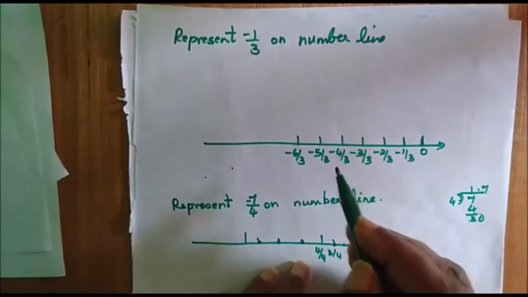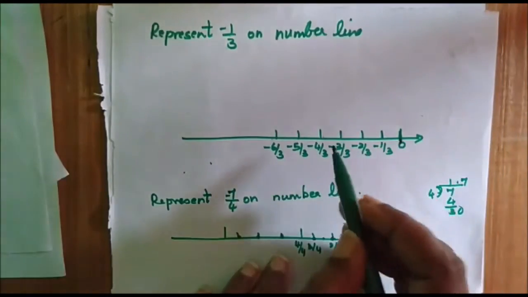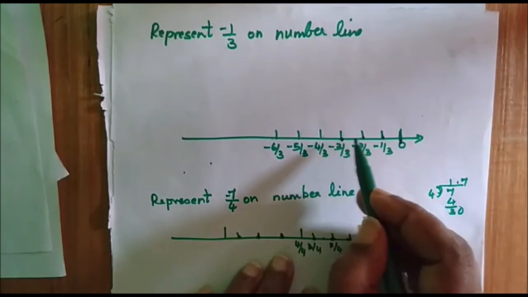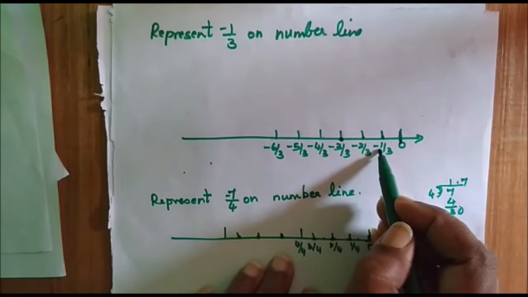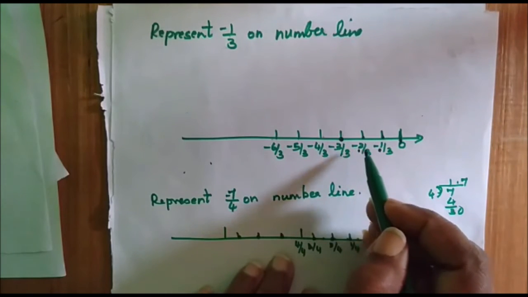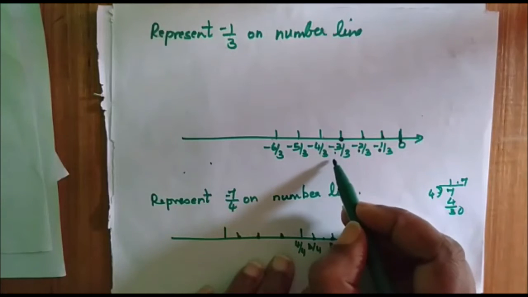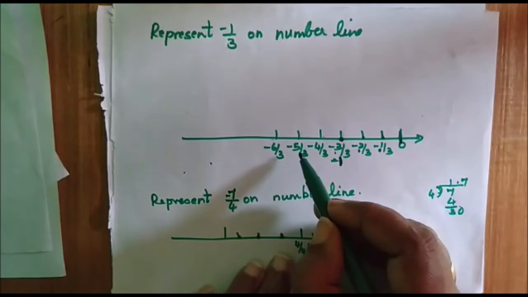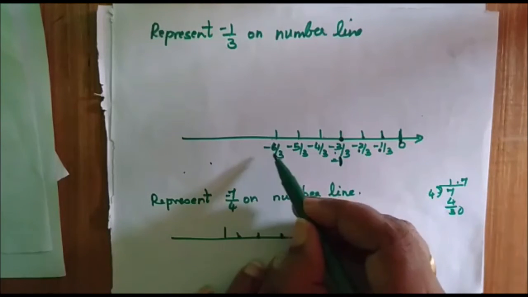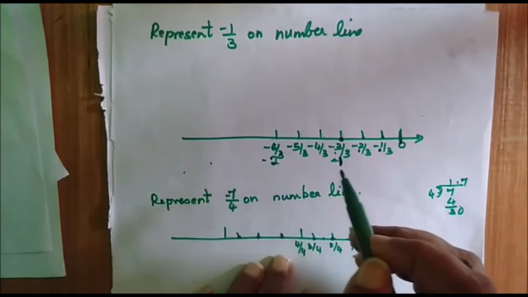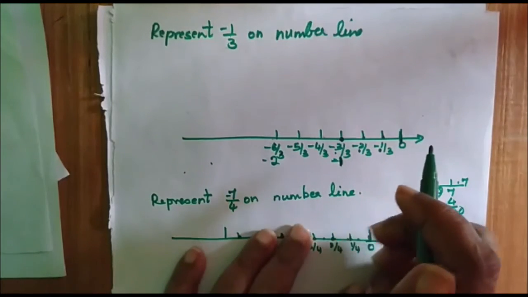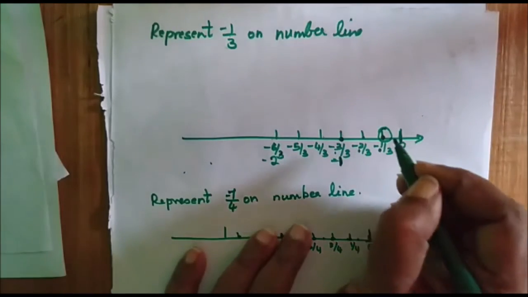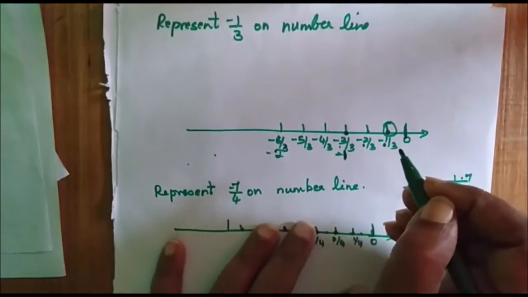Okay, so first we will divide this between 0 and minus 1. We will divide it into 3 subdivisions, 1, 2 and 3. First one will be minus 1 by 3, then minus 2 by 3 and minus 3 by 3. Minus 3 by 3 is nothing but minus 1. Further I will have minus 4 by 3, minus 5 by 3 and minus 6 by 3, which is nothing but minus 2. Okay, I hope you got it. So you can plot your minus 1 by 3 over here. This is your point. Minus 1 by 3 is over here.